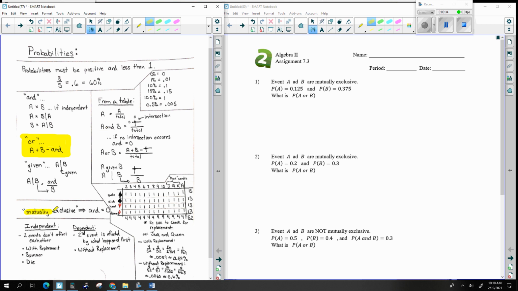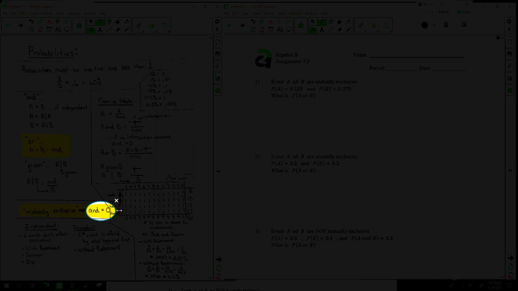Also, we are going to be dealing with something that is quote unquote mutually exclusive. When something is mutually exclusive, that means the two different things have nothing to do with each other. That in essence means and is equal to 0. So that's the punchline: if something is mutually exclusive, that implies that and is equal to 0.